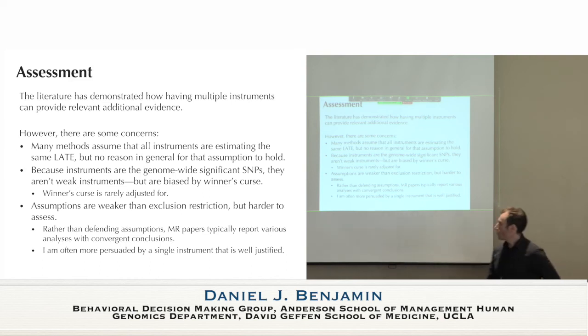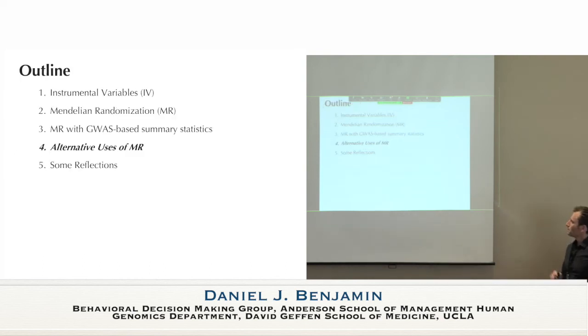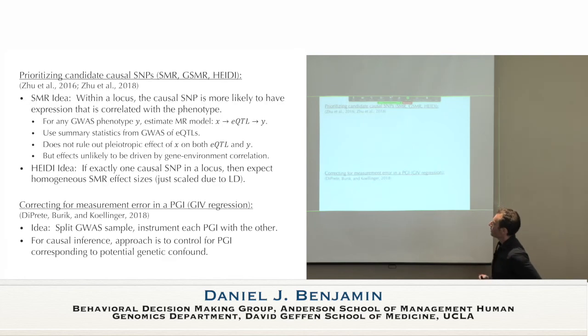Okay, so now I'm going to briefly have one slide on some alternative uses of Mendelian randomization that are not for causal inference that you may encounter. I just want to make you aware of them and the connections with what we've talked about. There are two uses here. One is prioritizing causal SNPs. You often see methods like SMR, GSMR, and HEIDI done as part of GWAS studies.